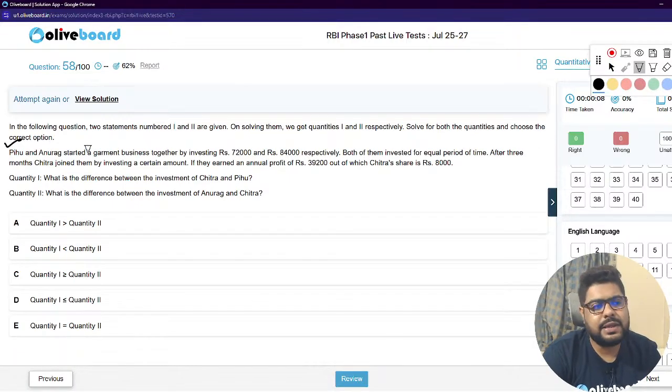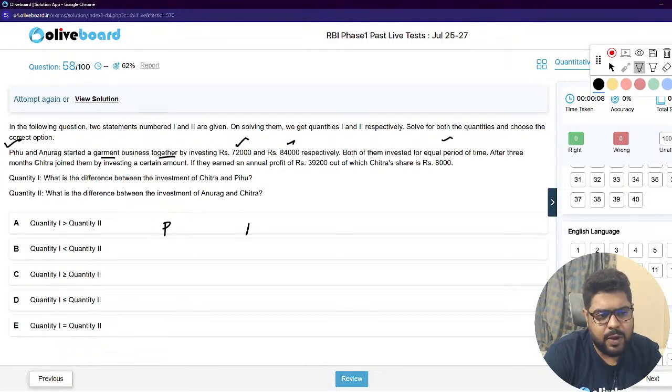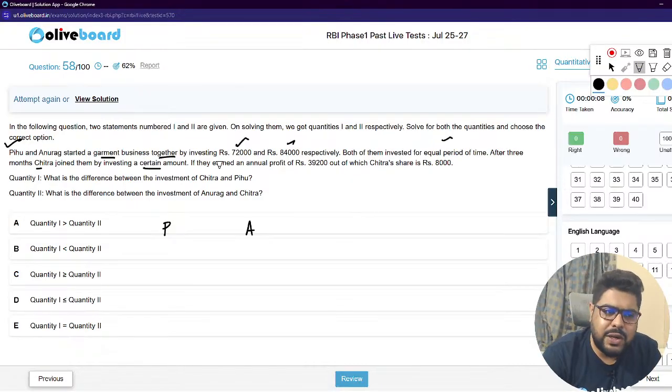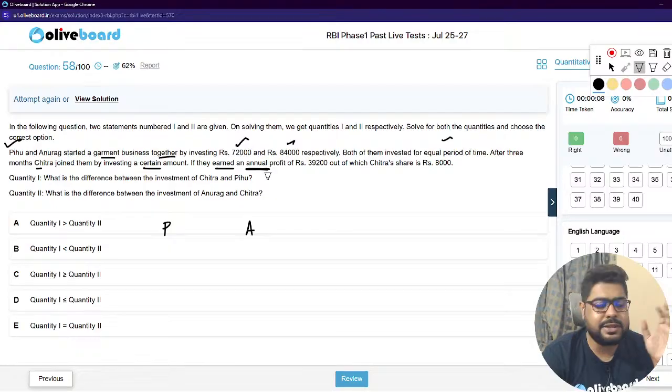Pihu and Anurag started a garment business together by investing this and this. Both of them invested for an equal period of time. And Chitra joined them by investing a certain amount. The total profit earned is given. Annual profit, yes, that is exactly my point. I was searching for the total duration of the business. So annual profit means the duration is 1 year or 12 months.